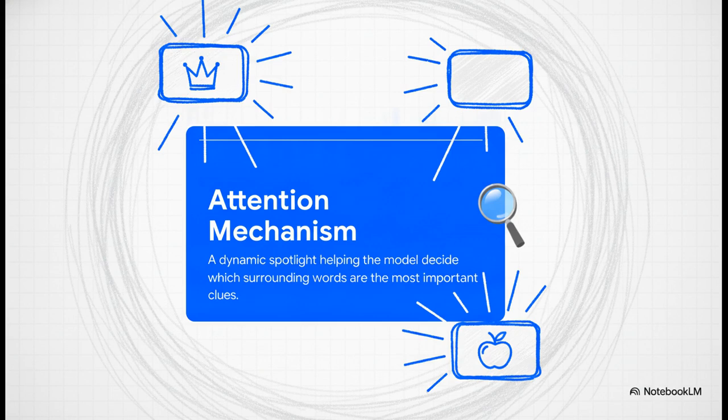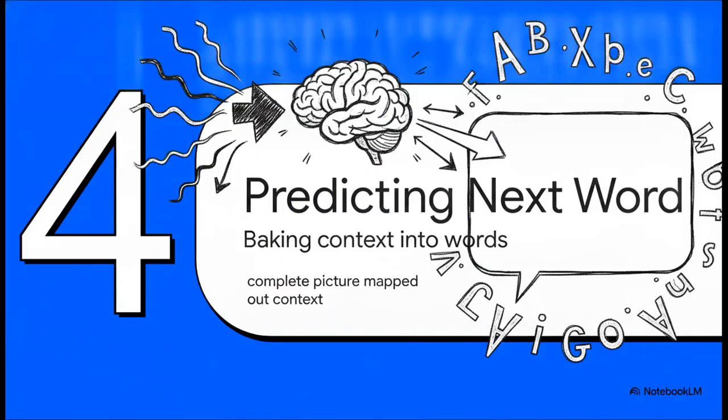This brightness is what we call the attention score, dynamically connecting the who to the what so the machine can build a complete, logical picture. Section 4. Predicting the next word. Baking the context and dividing the pizza.